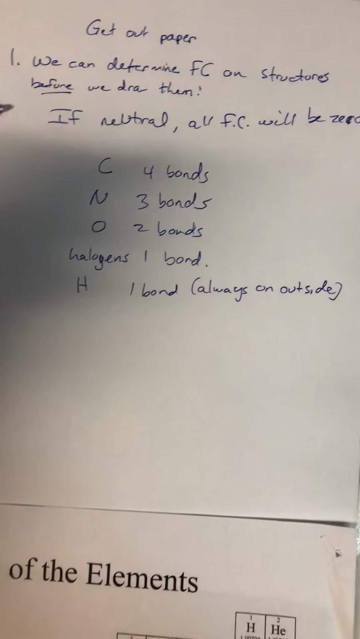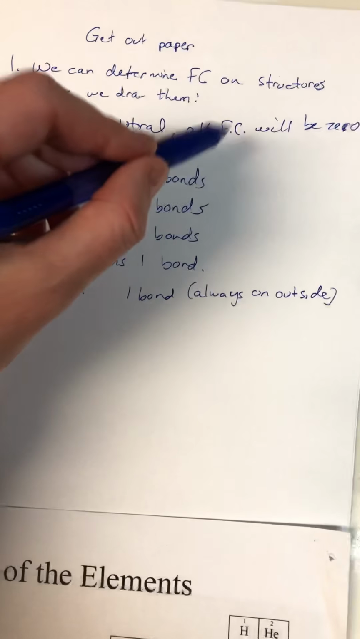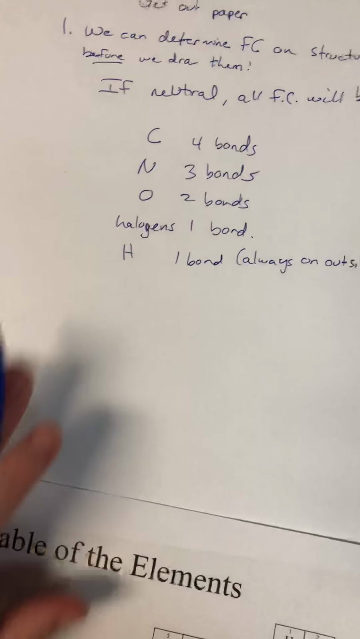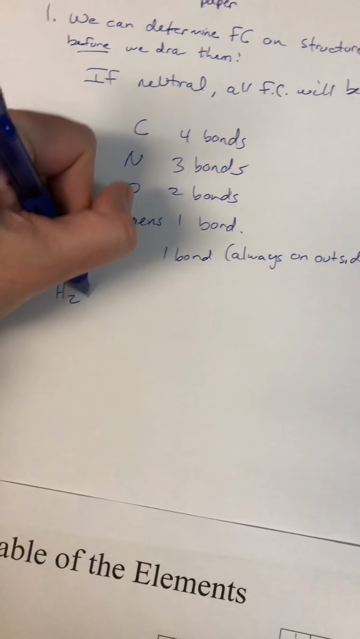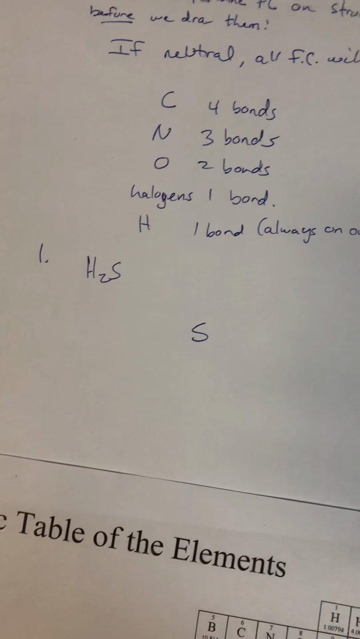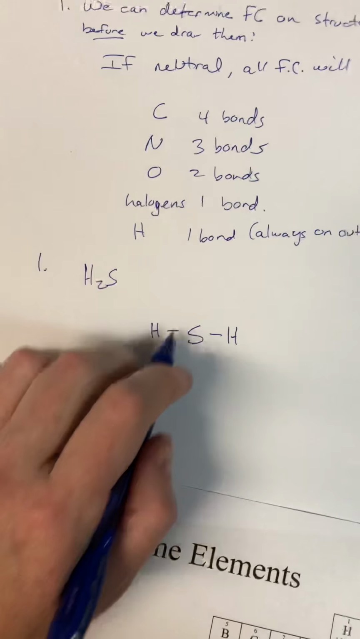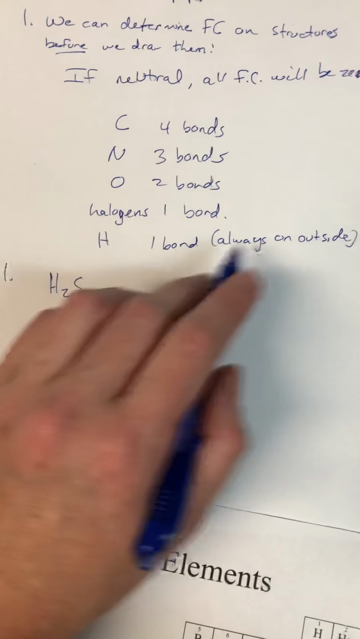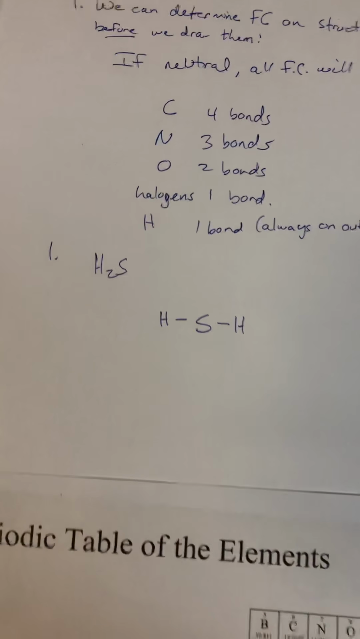All right, if these atoms have an octet and they have these number of bonds, their formal charge will be 0. So let me make it very simple for you. If we have a neutral compound like H2S, we know that the least electronegative atom is going to go in the center. Hydrogen must be on the outside with 1 single bond. Just knowing that, we're already looking pretty good.